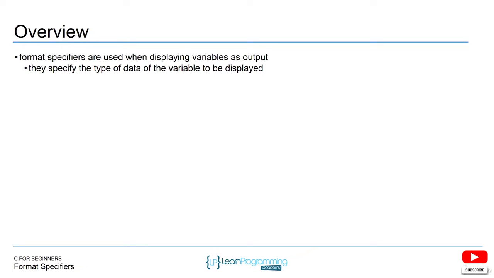So format specifiers are used when displaying variables as output. You can also use them for converting data, but we're just going to talk about using them for output for now. They specify the type of the data of the variable that you want to display.